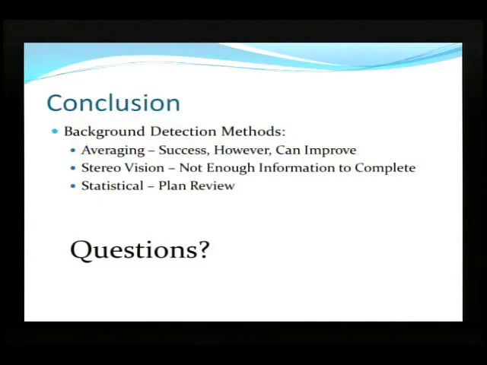So in order to improve, we decided to go with stereo vision, but we didn't complete this. There was not enough information to do it and not enough background knowledge. So the next thing was the statistical method. We reviewed the plan for the statistical detection method, and we're going to use this to try and determine whether pixel values are of foreground or background images, and then use that to subtract the background and leave just the fish, and then send those on to classification. Do y'all have any questions?